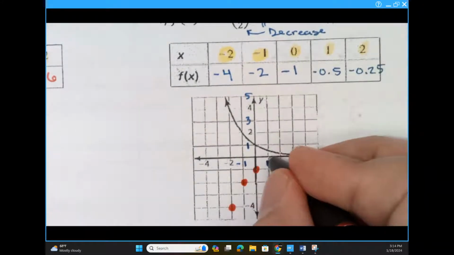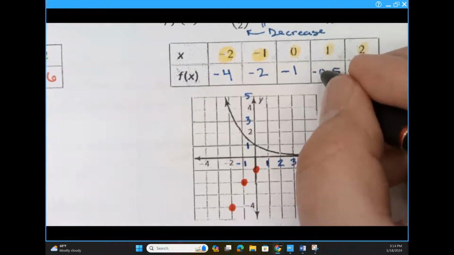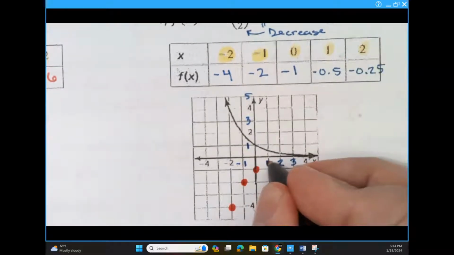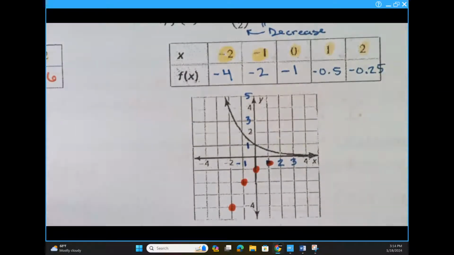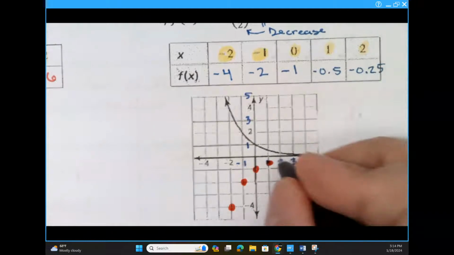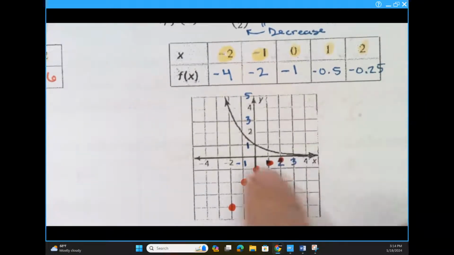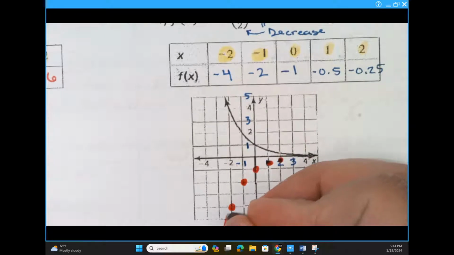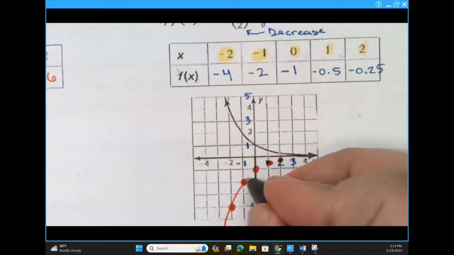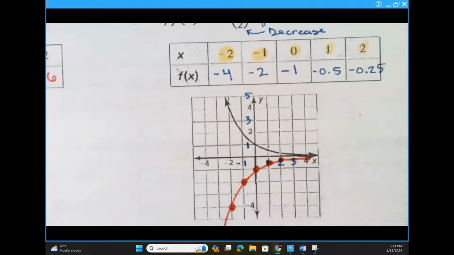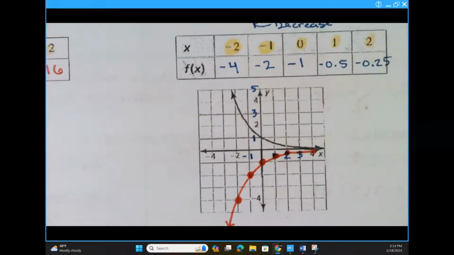1, so positive 1, and then down 0.5. That means you don't even make it to 1, somewhere in between, right in the middle. And then it's 2, and even smaller than that. Remember, it never touches the x-axis. So this is our submarine coming back up to sea level. And there we go. There's our graph for this one.